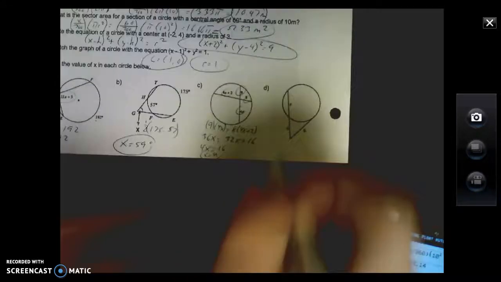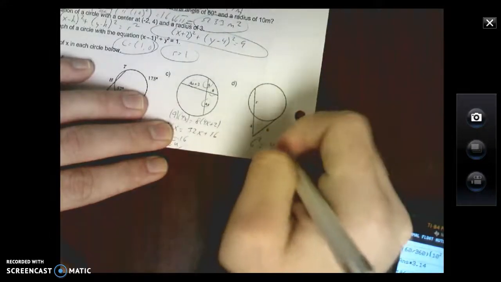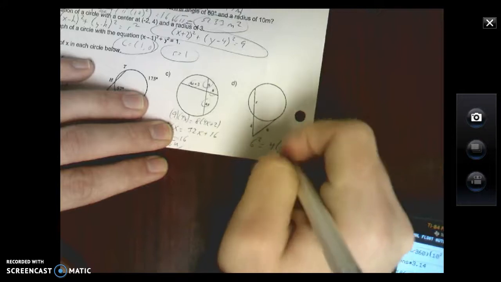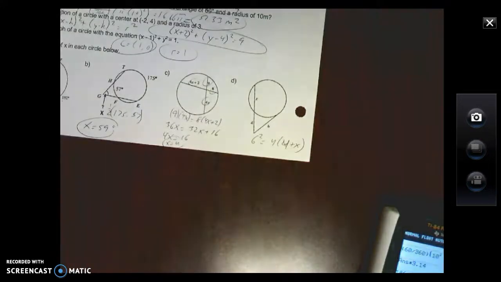I'll save the last one for in class, but I'm just running out of time. How you set this one up is 6 squared equals 4 times (4 plus x), and then you go from there.